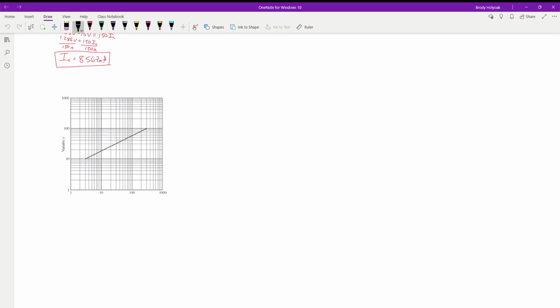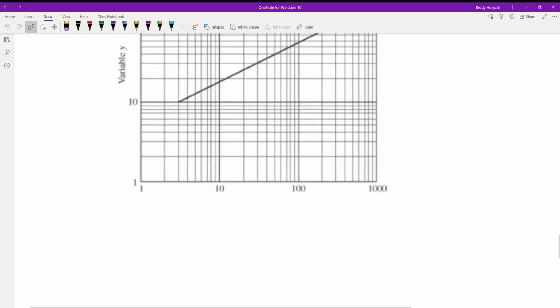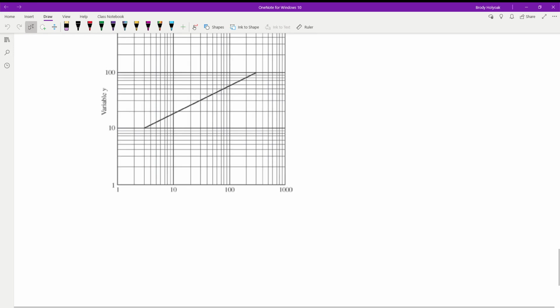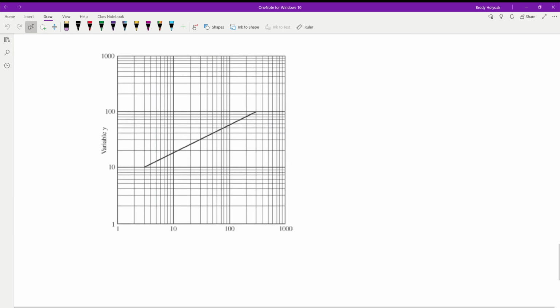Zoom in maybe, come on. There we go. Okay, so this is what a log graph looks like. So we still are covering the same thing.